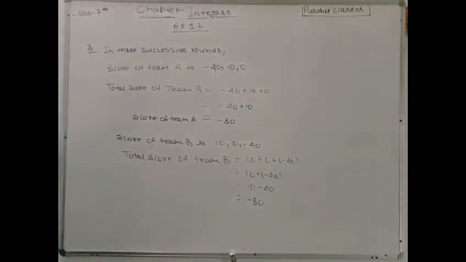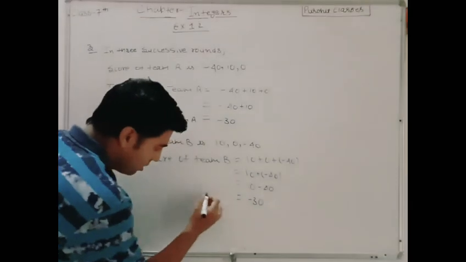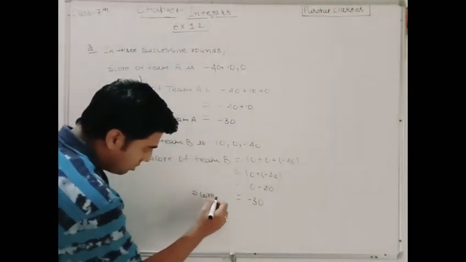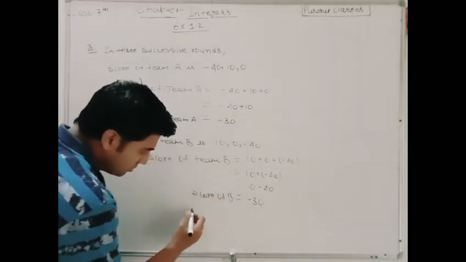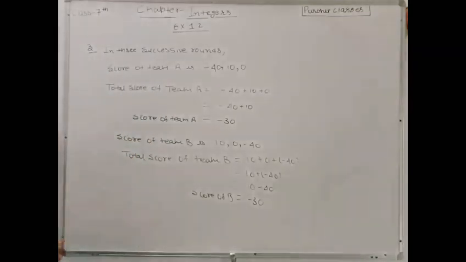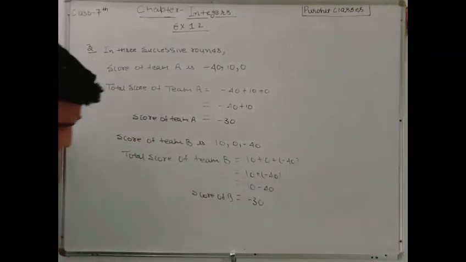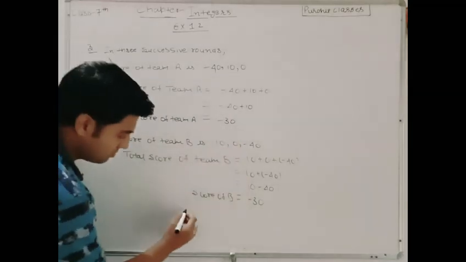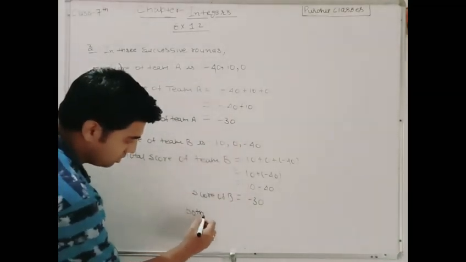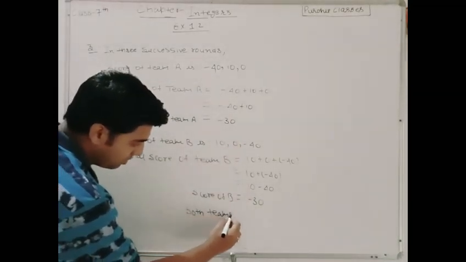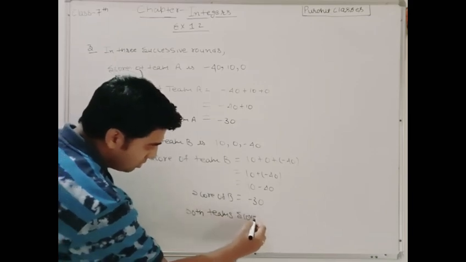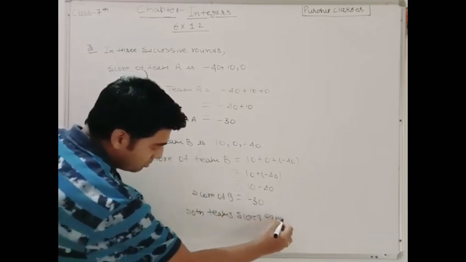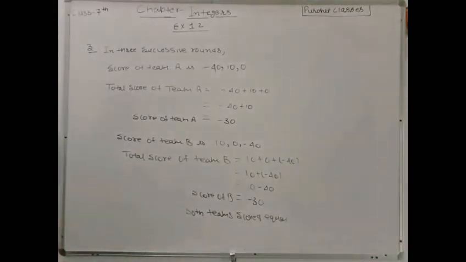Now observe the score and tell me which team scored more. The answer is both have the equal score. So what was the question asking? The question was asking which team scored more, and as we can see, both teams scored equal. Score of both teams was equal.